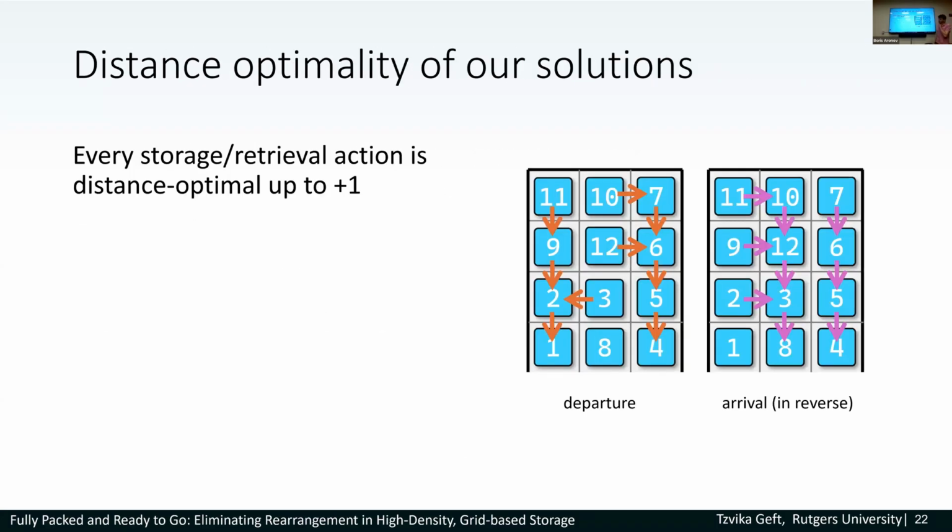And a small observation, right? Because distance seems like a very natural thing to look at here. So these relocation-free solutions are actually distance optimal, within, they're optimal up to a constant factor.